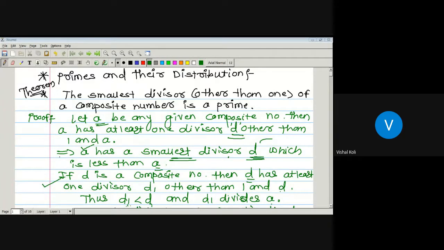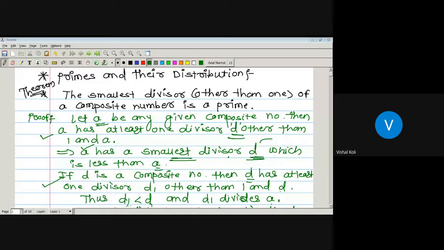And we have supposed that this D is the smallest divisor of that element. Whenever we suppose that D is the smallest divisor of that element, then there are two possibilities for D. That is, either it is a prime number or a composite number. But if it is a prime number and it is the smallest divisor of A, then at that step only our proof will be over.